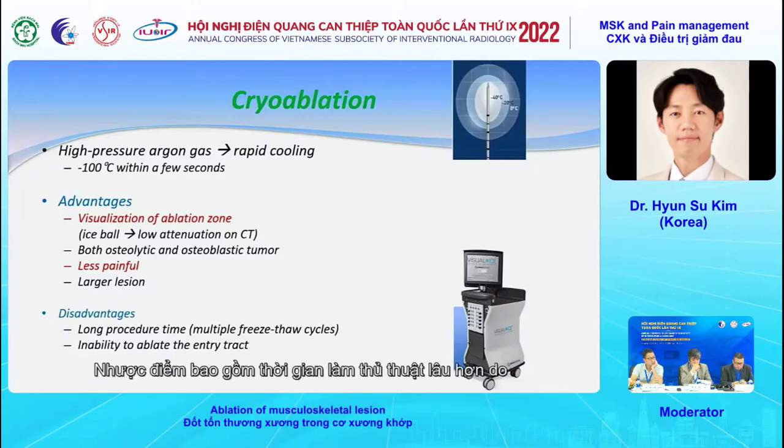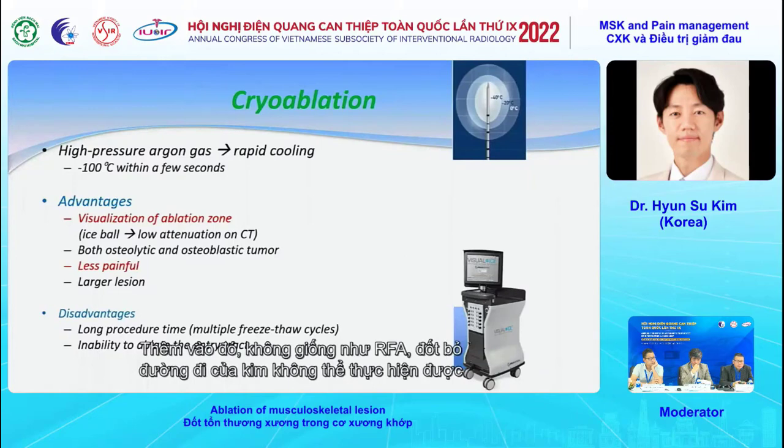The disadvantages include longer procedure time, which is due to multiple cycles of freezing and thawing of the ice ball. Also, unlike RFA, ablation of the needle tract cannot be performed.